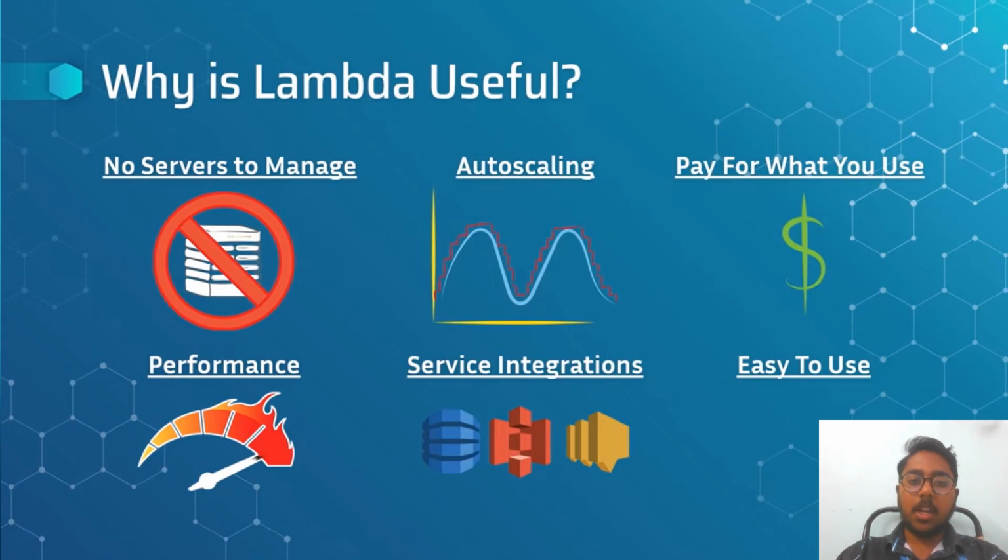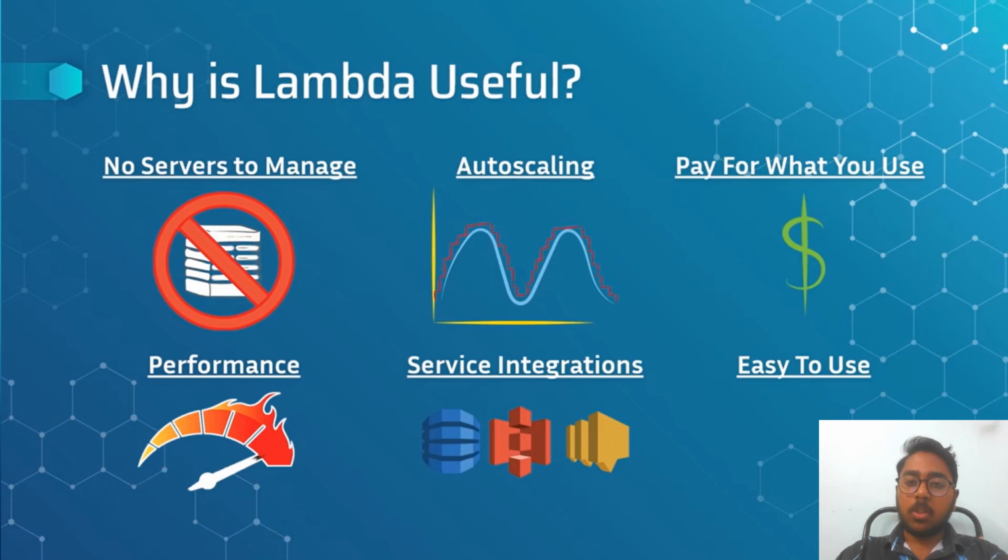Why is Lambda useful? We have more benefits by using AWS Lambda, but I listed a few in this slide. No servers to manage. There is no requirement to maintain servers for using this service, as it is a serverless computing service. Auto scaling. It scales the code accordingly for the processing of the data, and that processed data helps users to work on other applications.